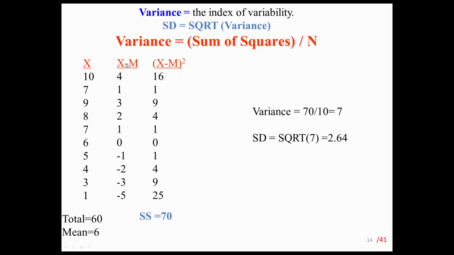So when you make this list, in the next column you square them. So 4 squared is 16, 1 squared is 1, 3 squared is 9, and then you calculate the total of these squared scores, and we call it sum of squares. After you calculate the sum of squares, you simply divide it by the number of participants and you get the variance. And when you calculate the square root of the variance, you get the standard deviation.